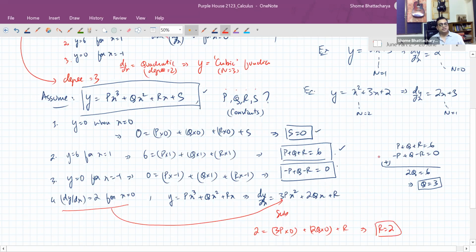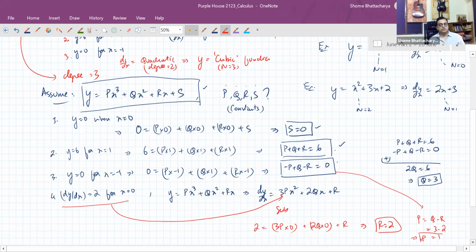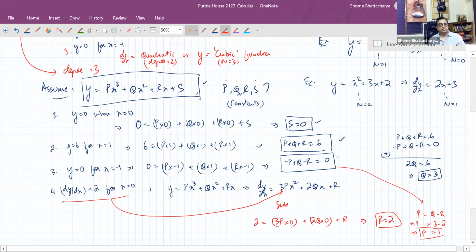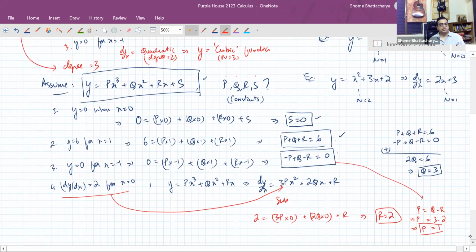So this now tells me that r is equal to 2. So I've got s, I've got q, I've got r. And now if I substitute the value of q and r in one of the earlier equations, I'll get the value of p also. So you can see from this equation, p is equal to q minus r. So q is 3 and r is 2. That means p's value is 1. So now I've got all the unknowns. I've got p, q and r and s.